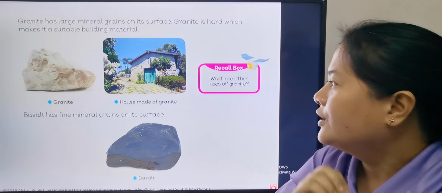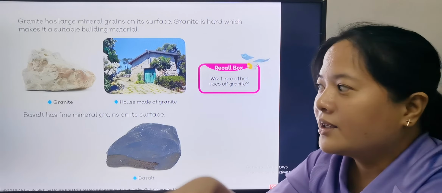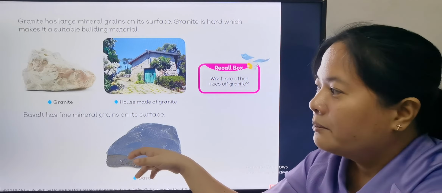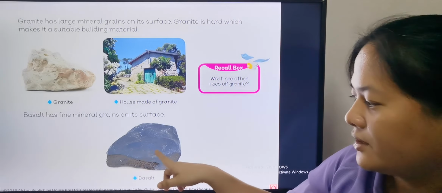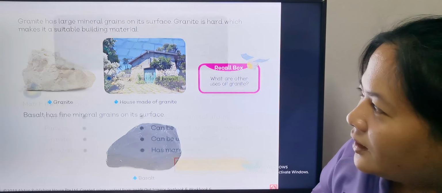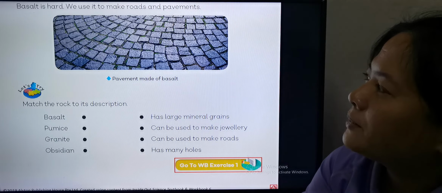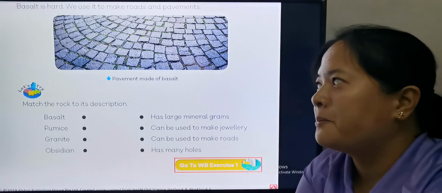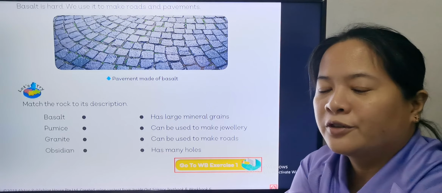Okay, another example of an igneous rock is basalt. Okay, basalt has fine mineral grains on its surface. Okay, basalt is hard and we use it to make roads and pavements. Okay, this one, maybe you have seen basalt already.